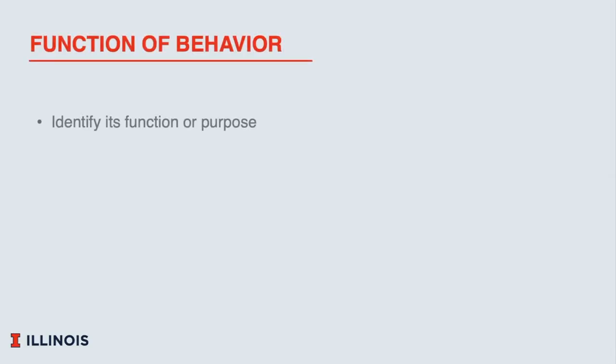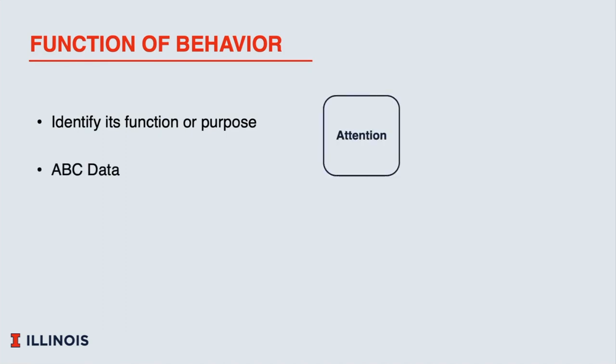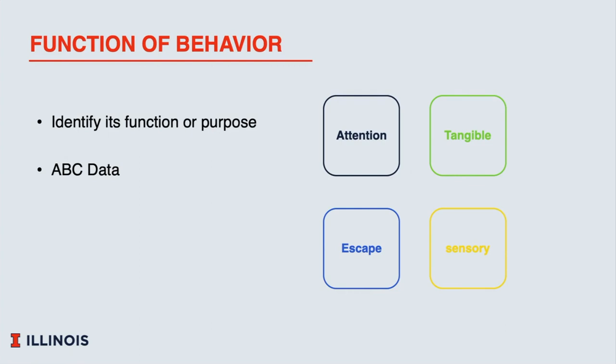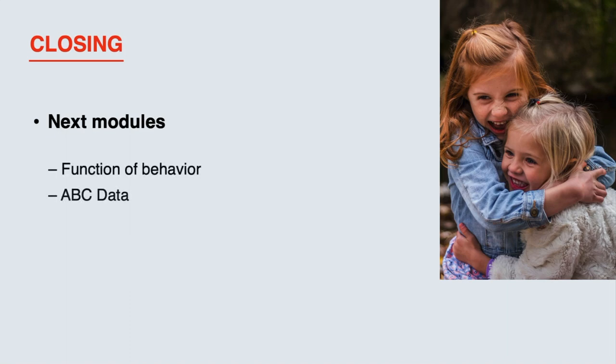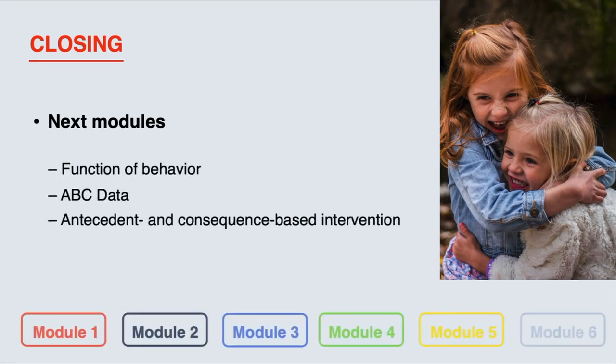In a future module, we will discuss these functions of behavior, primarily attention, tangible, and escape. Today, we explain some basic concepts of behavior, ABA, and the effects of consequences on behavior change. In the following modules, we will explain these concepts with more detail and introduce different strategies to help in behavior change.